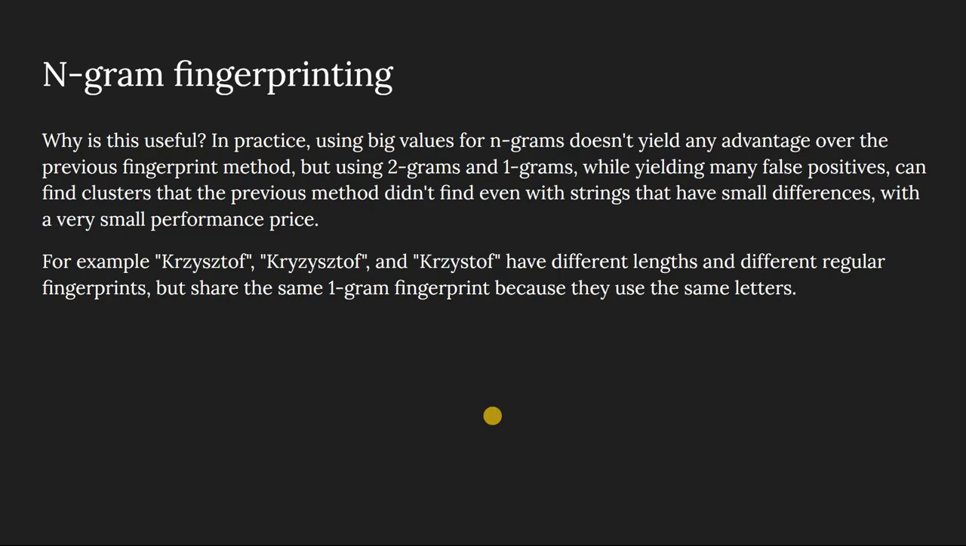Now, why is this method useful? In practice, using big values for n-grams does not yield any advantage over the previous fingerprint method, but using 2-grams and 1-grams, while yielding many false positives, can find clusters that the previous method didn't find, even with strings that have small differences, with a very small performance price.